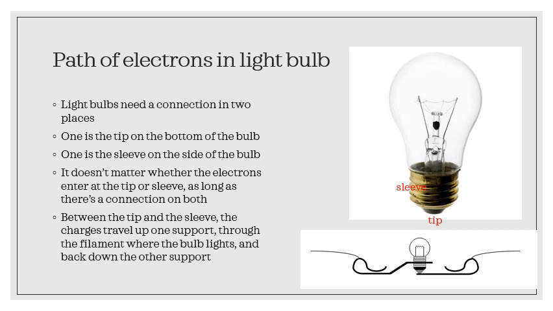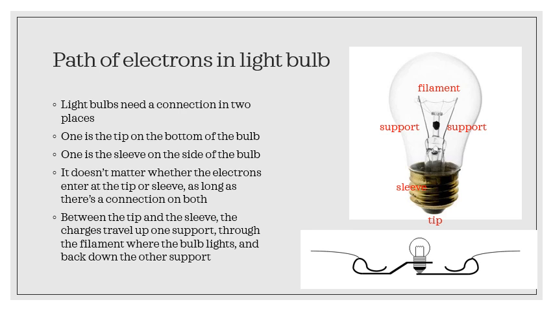But between there, they're going to travel up one support, through the filament, and back down the other support. I'll show you the pieces I mean. The supports are those two little things that look like antennas along the side. And the filament is the part that actually does the lighting up. So let's take a look and I'll show you what the path looks like all across here.